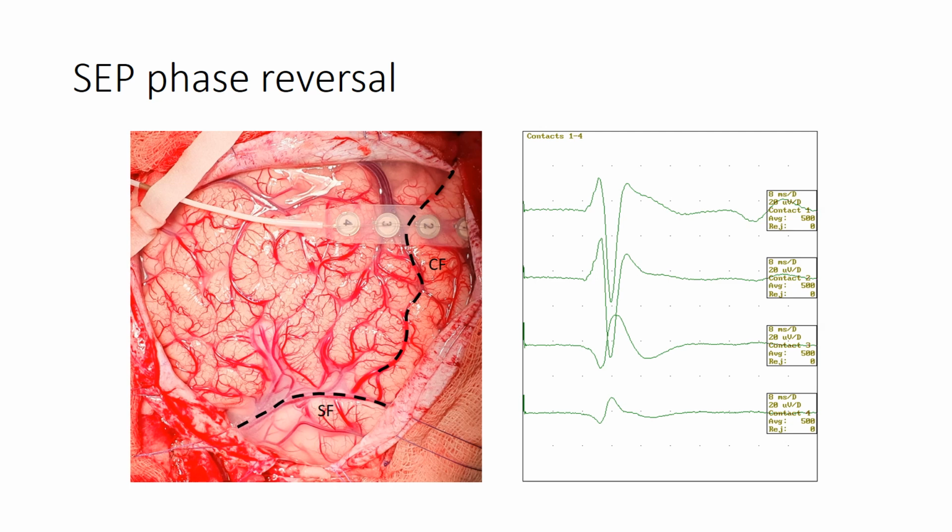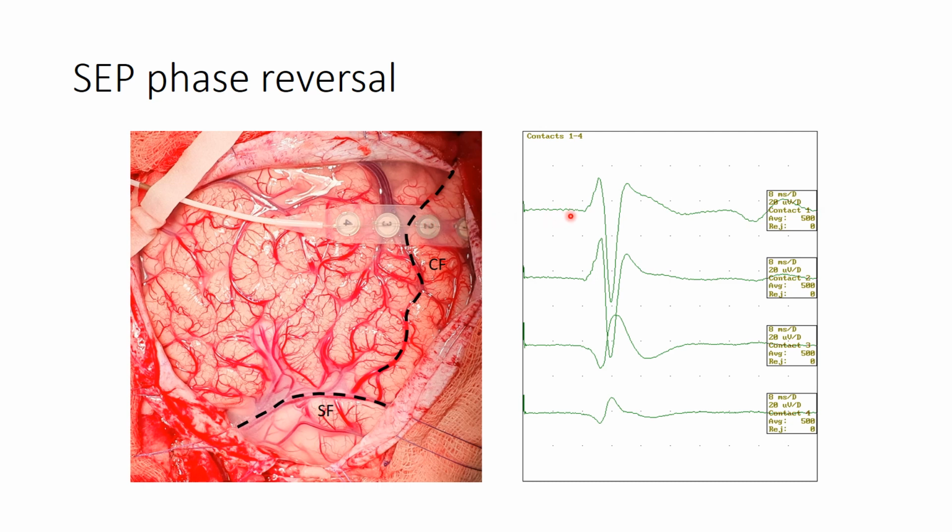Mapping with MEPs was not possible, although very high thresholds for mapping were used, up to 30 milliamps. So we used this SEP phase reversal technique. This is a strip electrode of 4 contacts. You may have larger strips, and you may even use grids.